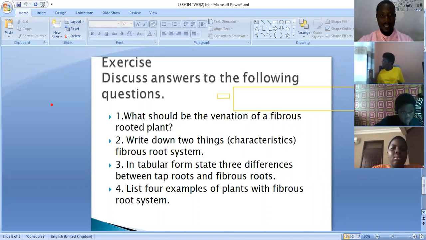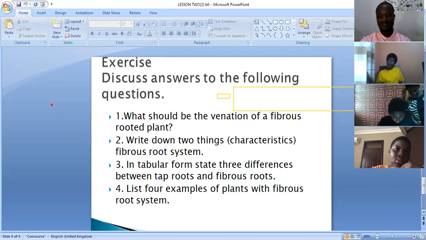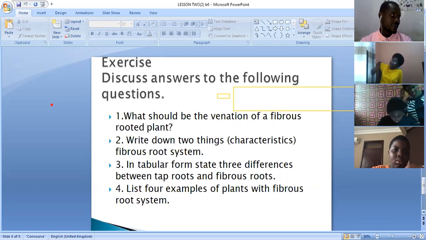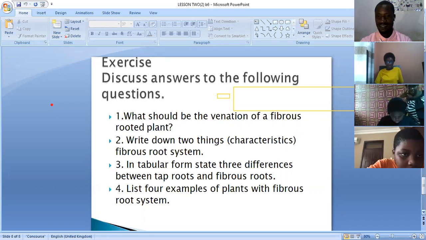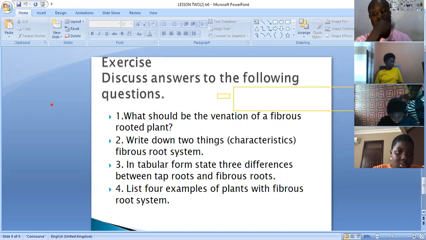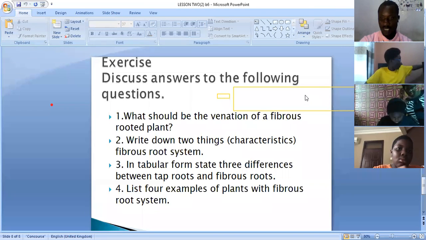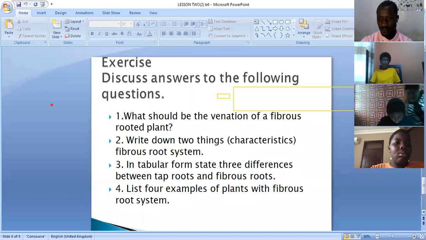Please minimize the volume of your laptop. I said, write down 2 characteristics of a fibrous root system. Yes, the same as features. So fibrous roots grow less in the soil. It means that they don't go deep into the soil. Okay, good. Now let me go to question 3. Who will help me to read question 3?